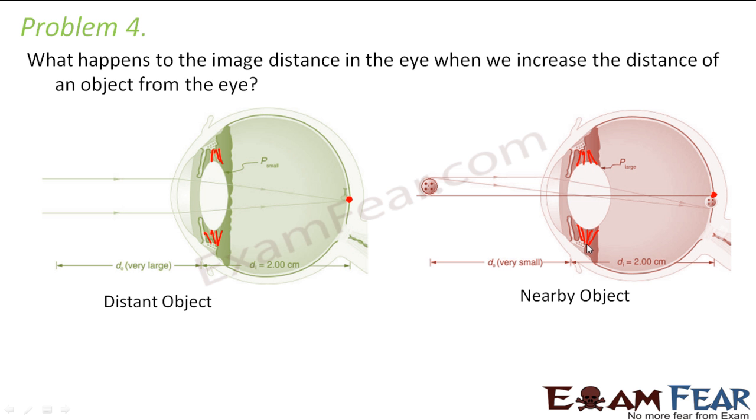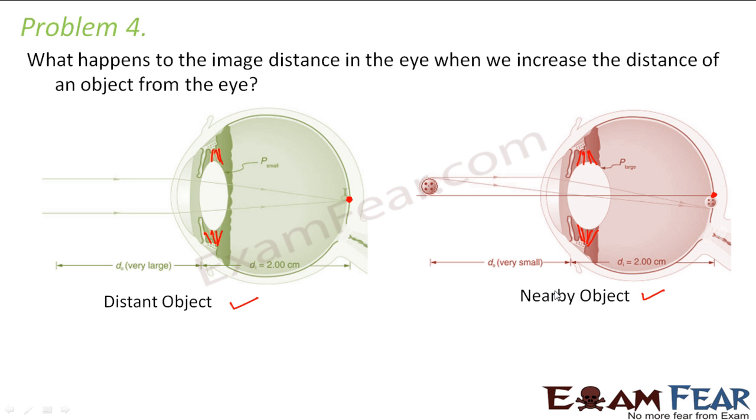So when the ciliary muscles contract, they come closer to each other, and it makes the lens thinner. When the lens becomes thinner, the focal length increases. And when the focal length increases, we are able to view distant objects. Similarly, when the ciliary muscles expand, it thickens the lens. As a result, the focal length decreases and therefore we are able to view nearby objects.